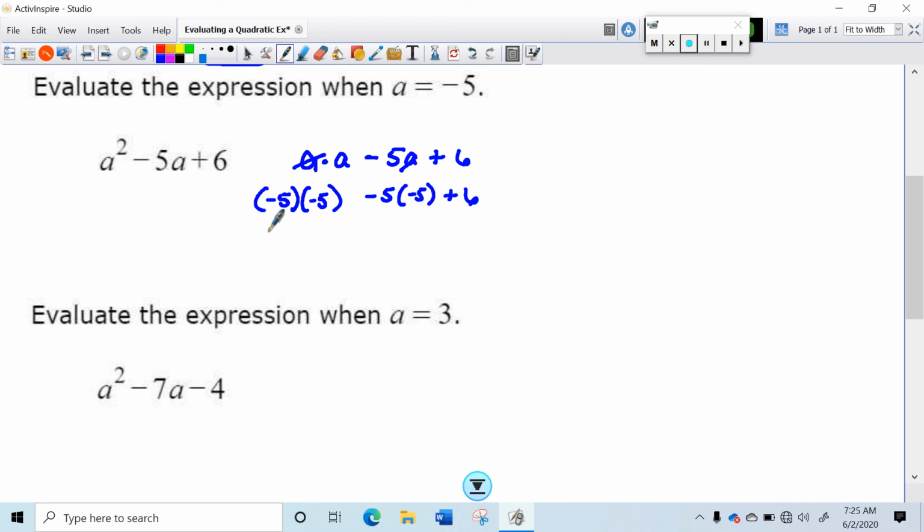Okay, for the first two, negative cancels with negative. 5 times 5 is 25. The next two, negative cancels with negative, so that's a positive. 5 times 5 is 25. And then you've got plus 6. So that's 56 when you add that up. So 56 is the answer.